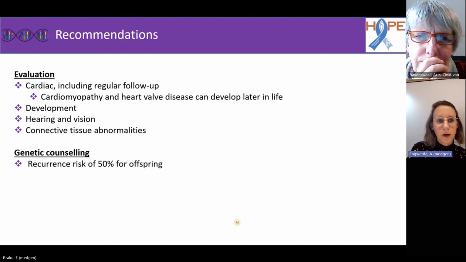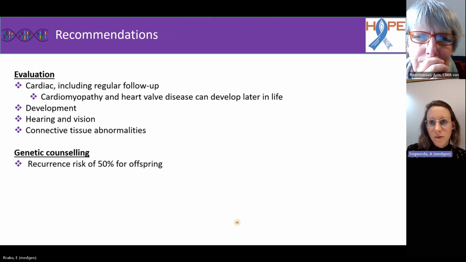Then to come to the recommendations we made: since these individuals can have cardiac defects and also cardiac problems which can occur later in life, it's very important to do cardiac evaluation, including regular follow-up, since these heart diseases can occur later in life. Also, it's important to look into the development of the child, to check on the hearing and vision of the child, since this is also very important for development.